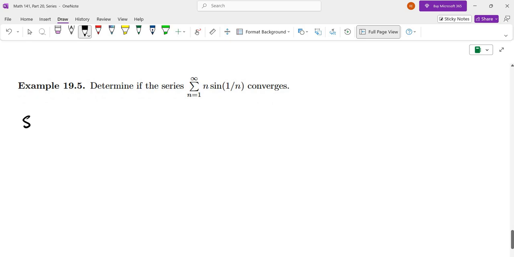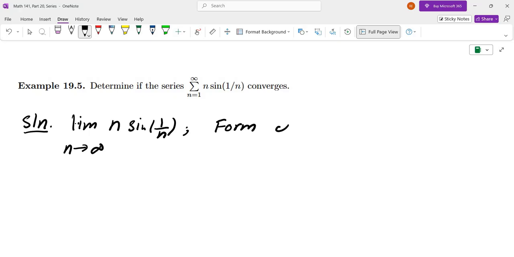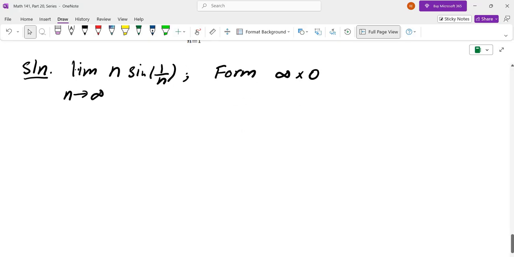Okay, so next example. This would be the last example, and then we will summarize what we have done in this video. Determine if this series converges. If we take a look at the terms of this series, and we take the limit of n sine of 1 over n, well, what's the form of this limit? The form is infinity times 0, because sine of 0 is 0. So we can use L'Hopital's rule to figure out what the limit is. If the limit doesn't exist, or if the limit is not 0, then we can say the sum diverges.